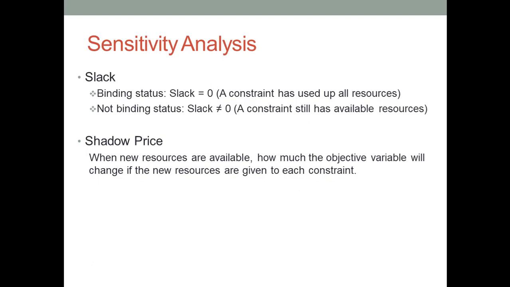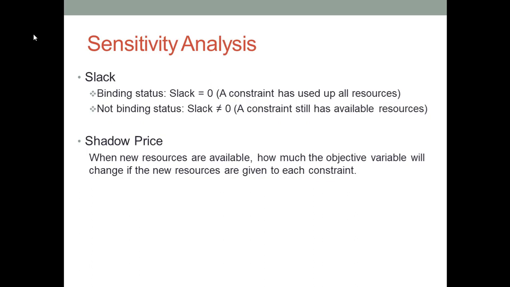The second factor we are looking at is shadow price. Sometimes we can get more resources. For example, we will get more budget money or hire more employees. A shadow price indicates how much the objective value will change if we give these additional resources to a constraint.